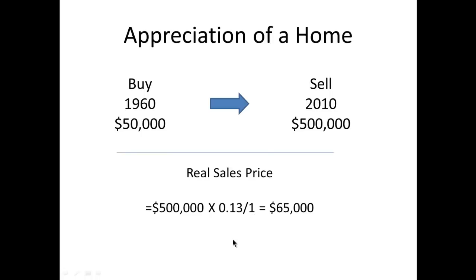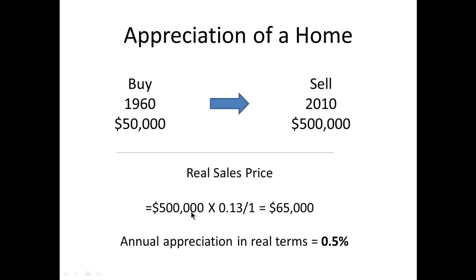So to get the real sale price, you multiply by the current purchasing power of the dollar and divide by the purchasing power at the time of purchase. And if you do that, you get a real sale price of only $65,000. So an increase from 50 to 65,000 real dollars over the course of 50 years is not a very good investment. In fact, it amounts to less than 0.5% per year.